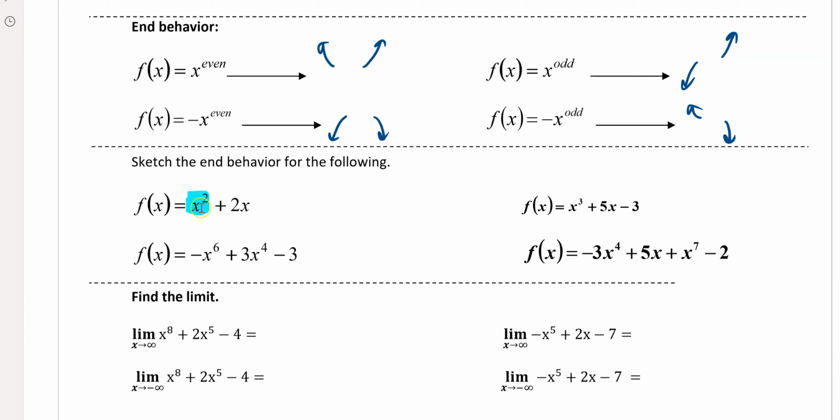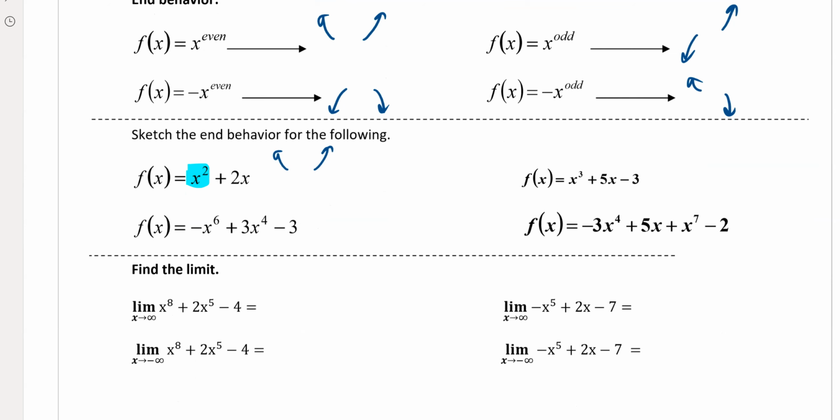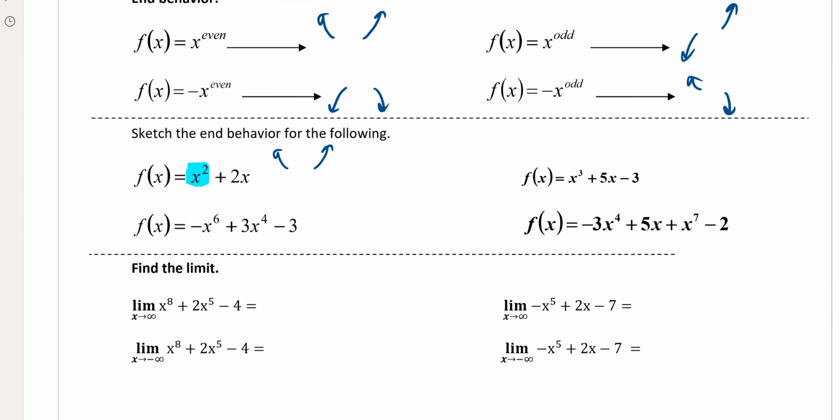This is like Bill Gates and us. To us, $1,000 is a lot. To Bill Gates, it's not. So this one's going to grow insanely fast. As you go out to infinity, it's going to look like whatever the end behavior is for that exponent. So the leading term on this one is 6 with a negative, which means it's going to look like this if you graph it.